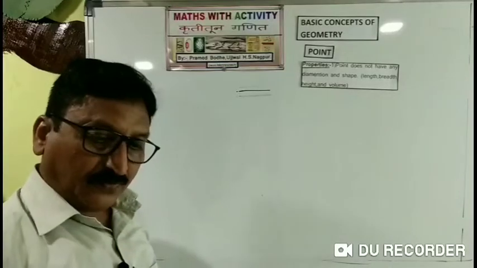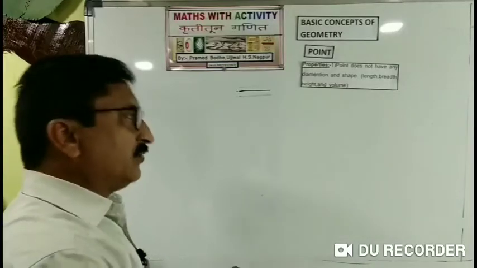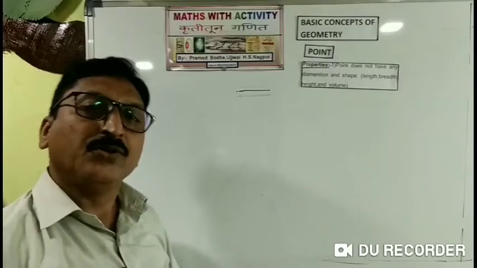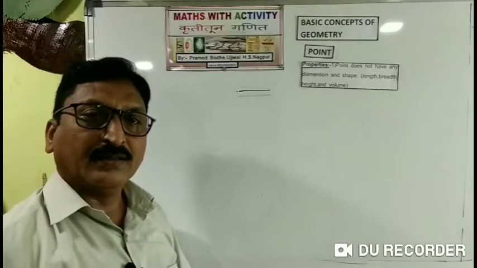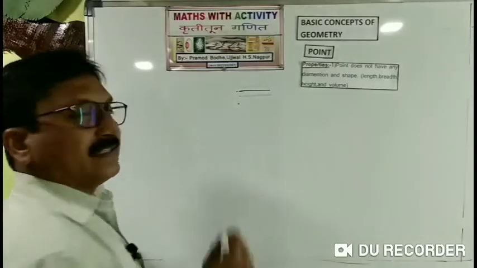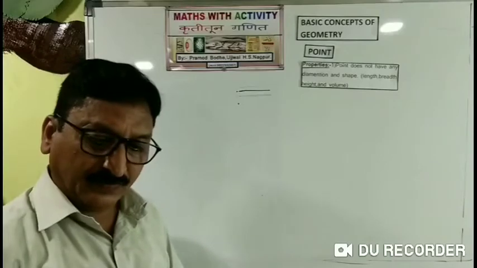Now hence we can define the point. The object we are using to draw, the first touch of that object is said to be the point.